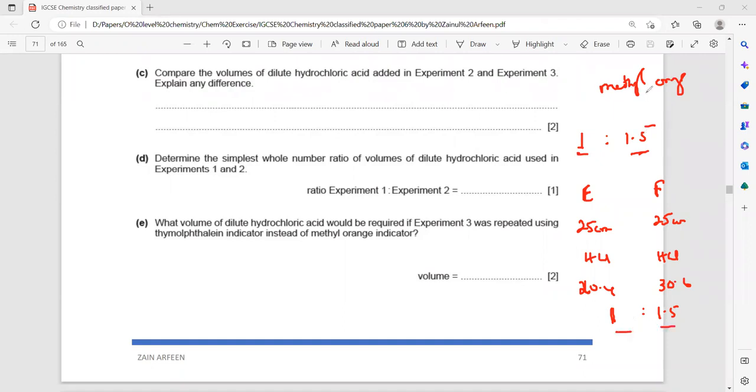So this is done with methyl orange. But now we are doing it with another indicator, which is thymolphthalein. And the ratio should be 1 is to 1.5 for E and F, their volumes. This is 25 cm³ and this is also 25 cm³ that we added in the beginning. And here, when we did this experiment, we need 10.1. So how much F is needed? We just cross multiply, taking the ratio 1 is to 1.5. That's why it will be 15.15 cm³.